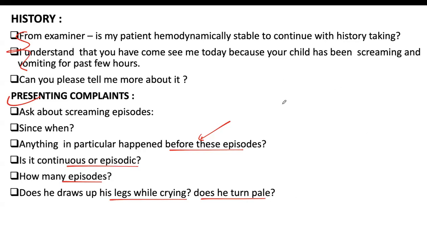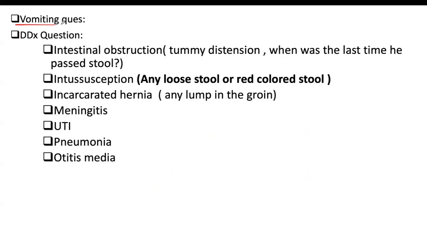So ask these questions, and screaming episodes usually come in the exam under two cases. One is this one, intussusception, and the other one is incarcerated hernia. Both of them can present with the same symptom, like vomiting, as well as screaming episodes. Once you ask whether he draws up his legs while crying and whether he turns pale, you'll get an idea that yes, this could be intussusception, because children with intussusception have these symptoms quite commonly.